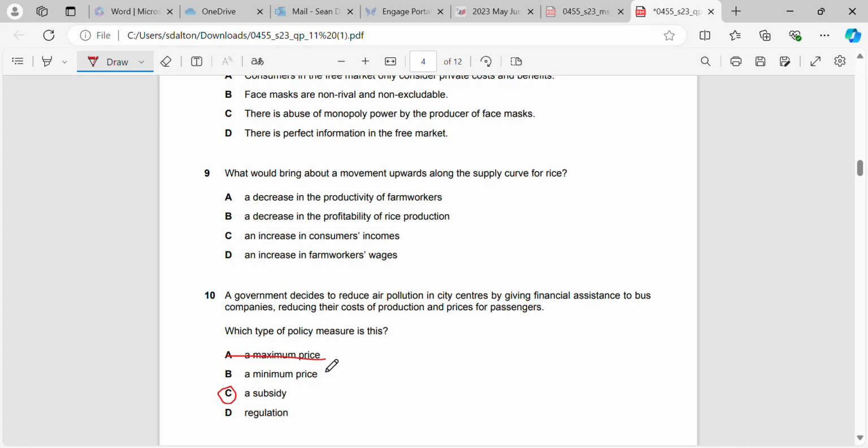It's not a maximum price. Don't say anything about the price that they've imposed. It's not a minimum price, same reason. And it's not regulation. They haven't passed any laws or any legislation about how much air pollution they are allowed to emit, etc. So it's a subsidy, and we know subsidy reduces cost of production and prices by shifting the supply curve to the right.